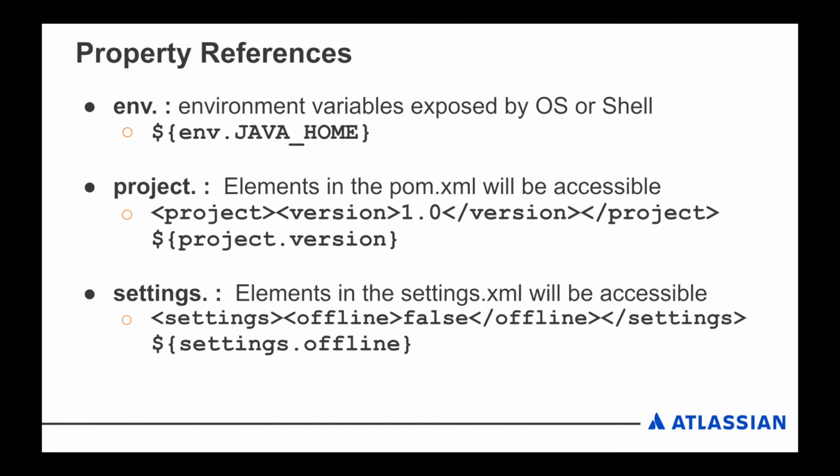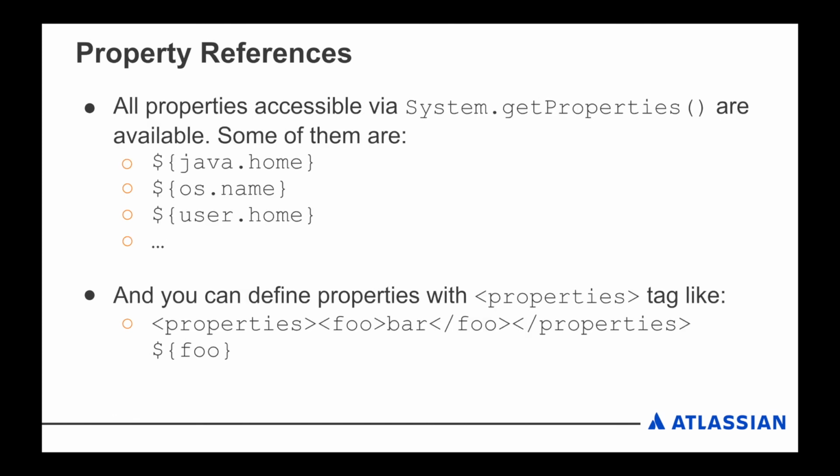The configuration in settings XML can also be accessed with property references. With the settings prefix, we can check if Maven execution is in offline mode or not. All properties accessible with the System.getProperties call are also accessible with property references. You can call them with java.home, host.name, user.home, etc. Also, if you have a properties definition within your POM, you can access them with their name as property references, like the foo in the example.